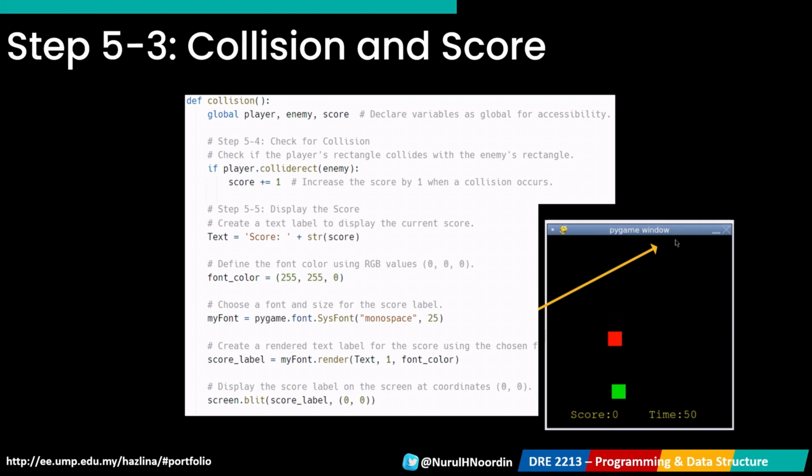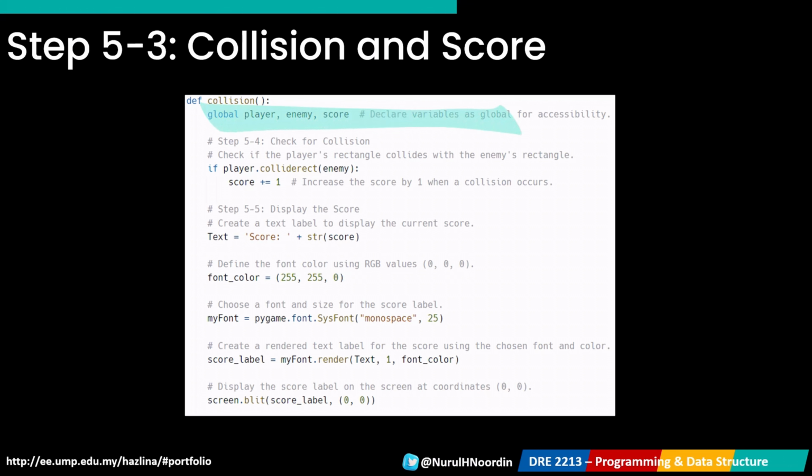To ensure that our collision function can access and modify essential variables, we declare player, enemy, and score as global. The real action happens here. We check if the player's rectangle collides with the enemy's rectangle. When this collision occurs, we celebrate the player's achievement.